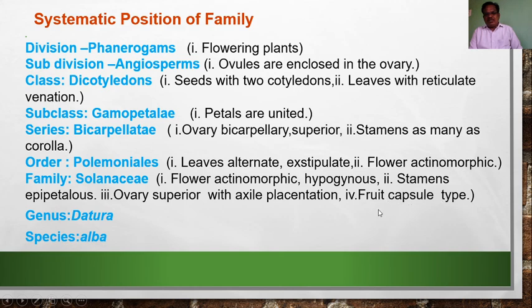In brinjal, that is Solanum melongena, the fruit is of berry type. Or in Lycopersicum esculentum, the fruit is of berry type. What is the meaning of berry? The external layer is the epicarp, but the mesocarp and endocarp, the middle two parts, are not separable. Such a fruit would be of drupe type. So in Datura alba, the fruit is capsule type, but in brinjal and tomato, these fruits are of berry type. Then the genus is Datura and the species is alba.